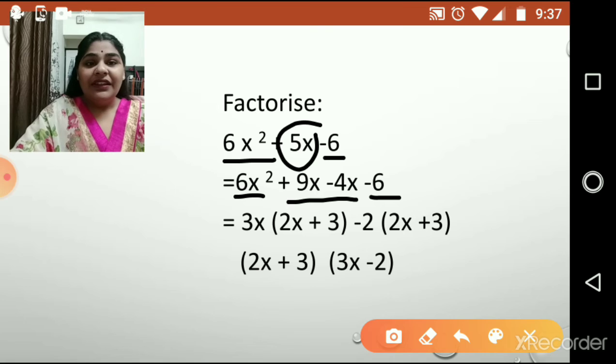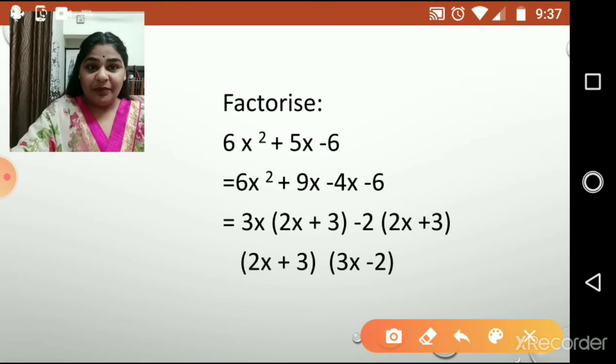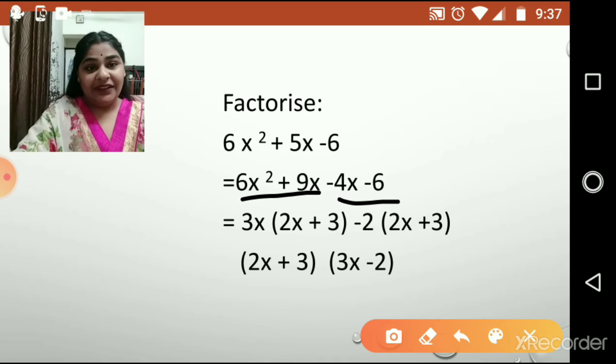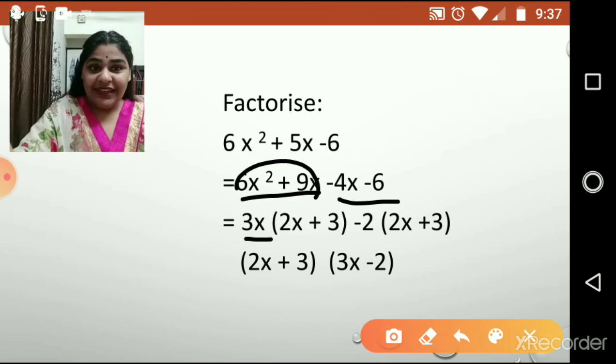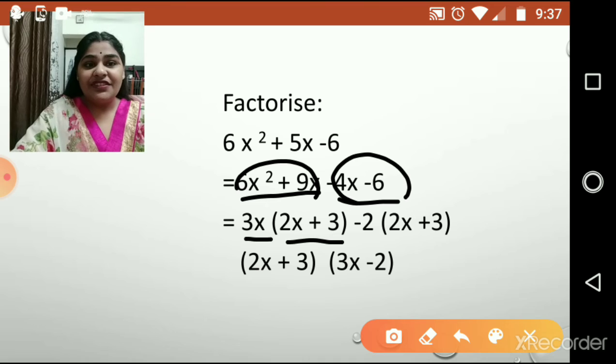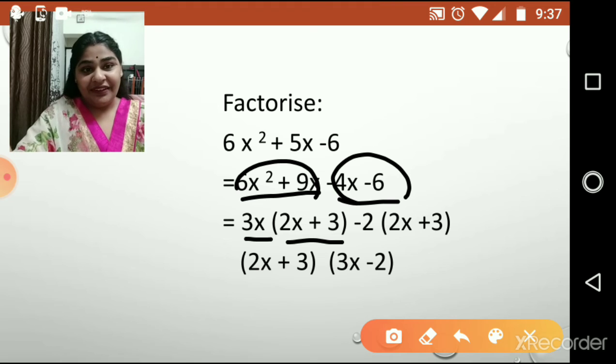So now after you have done this, the next step is taking the common terms between the first 2 and the last 2 terms. Now if you see the first 2 terms here, we can take common as 3x, right? And in the bracket remaining will be 2x plus 3, right? And in the other 2 terms, we can take negative 2 as common, and in the bracket it will be 2x plus 3, right children? Common, how to take, you people are aware?